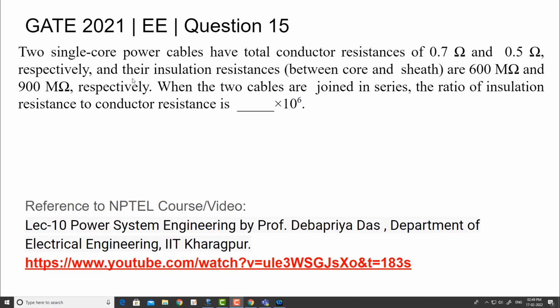Welcome all. Now I am going to discuss question number 15 from the GATE 2021 paper Electrical Engineering. The question is, two single core power cables have total conductor resistances of 0.7 ohms and 0.5 ohms respectively, and their insulation resistances between core and sheath are 600 mega ohms and 900 mega ohms respectively. When the two cables are joined in series, the ratio of insulation resistance to conductor resistance is.